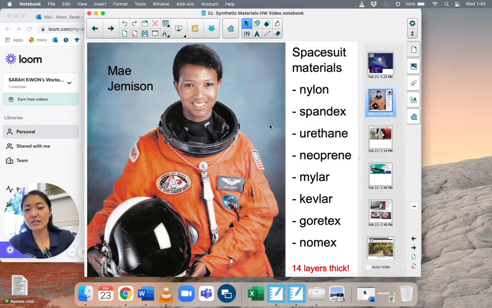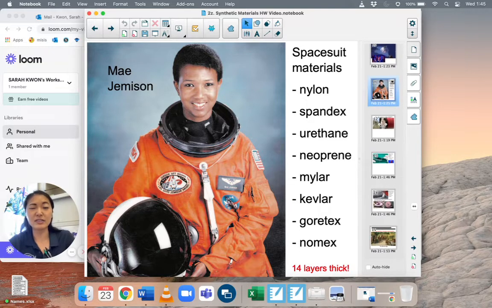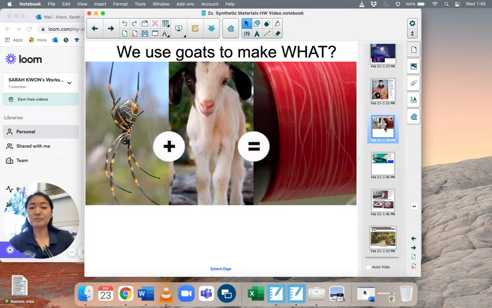So this spacesuit is made of nylon, spandex, urethane, neoprene, mylar, Kevlar, Gore-Tex, Nomex, which some of you are going to read about for your group posters. But amazing synthetic materials that help astronauts like Mae Jemison be safe in space and not freeze to death. All right, the final synthetic, last two synthetic materials that are really cool that I want to talk about.